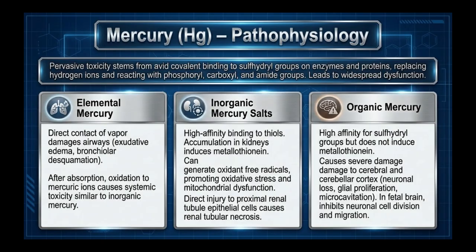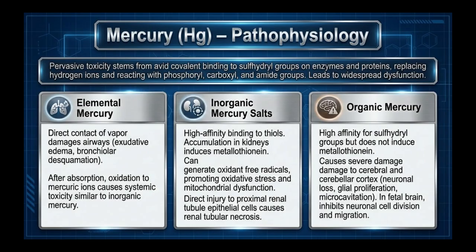Divalent mercury ions can also generate oxidant-free radicals, leading to oxidative stress, lipid peroxidation, and dysfunction of mitochondria. These processes contribute to multiple organ failure. Direct injury to the epithelial cells of the proximal renal tubules results in renal tubular necrosis, while immune mechanisms are implicated in the development of membranous glomerulonephritis.